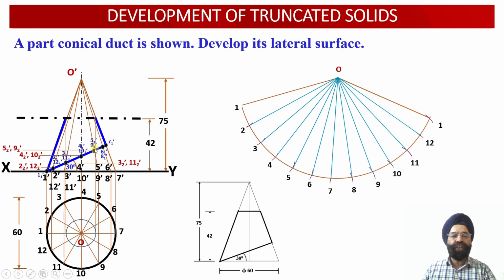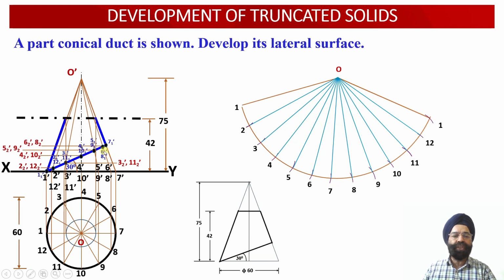Next 2 points of intersection, they are 51 dash and 91 dash, obtained onto the apparent length of the generator O dash 5 dash and O dash 9 dash. Again we are going to transfer these 2 points onto the true length at this particular position over here. Now if we measure this distance, we'll be able to obtain the radii corresponding to these 2 points of intersection as O dash 52 dash, O dash 92 dash over here.